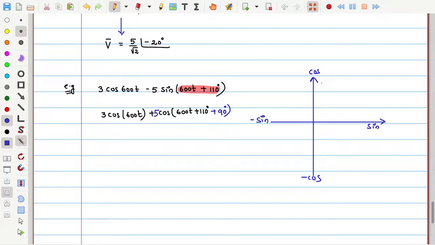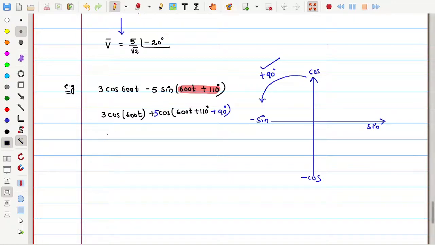So what do I have to do? For cos, if I add plus 90 degrees, I will reach minus sine. So directly, for this cos, I take whatever the sine has, that is 600t plus 110. For that I am adding 90 degrees. That's all. Okay, so in this way you can convert.